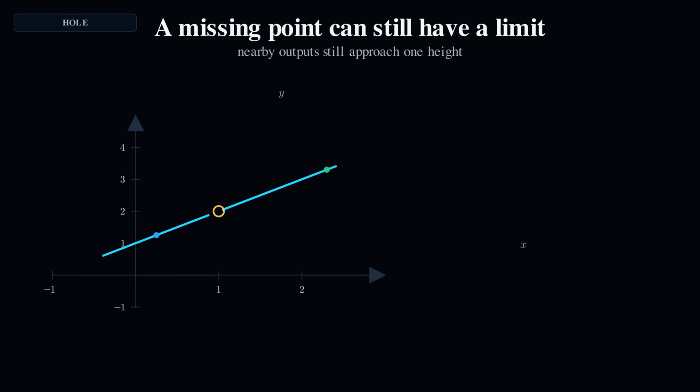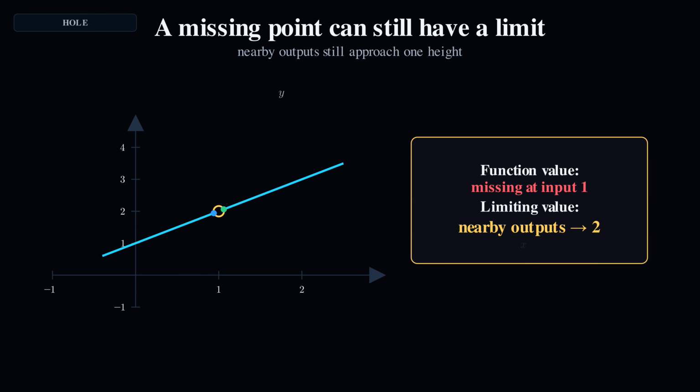Now look at a hole. The graph approaches the point 1, 2, but the point itself is missing. If you ask for the function value at input 1, there is no value. But if you ask where the nearby outputs are heading, the answer is clear. They are heading toward 2. So the function value is missing, but the limit exists.